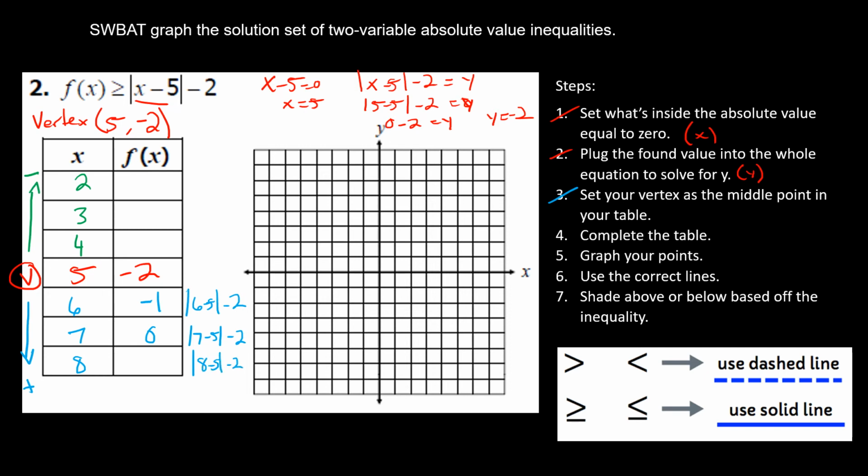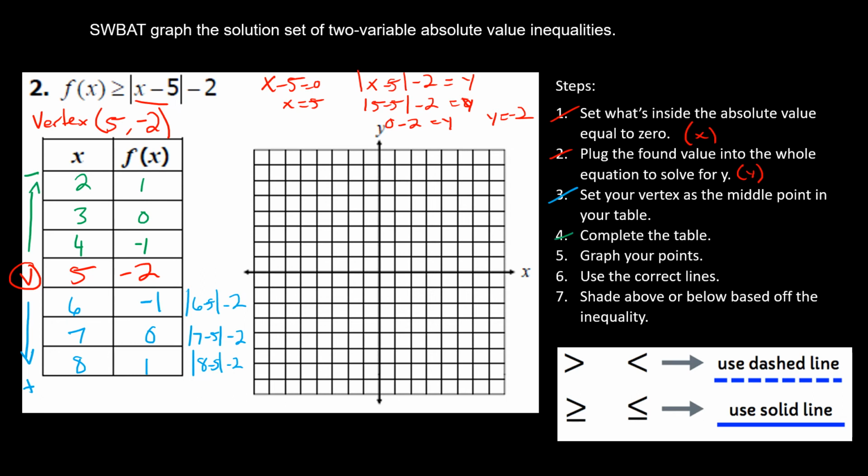The next value is 8 minus 5, minus 2. So 8 minus 5 is 3. The absolute value of 3 is 3. Minus 2 is 1. And so when we go backwards, we know that these values are reflective here. If you want to go and individually solve these, you can, but that's not needed. Okay, so we completed our table.